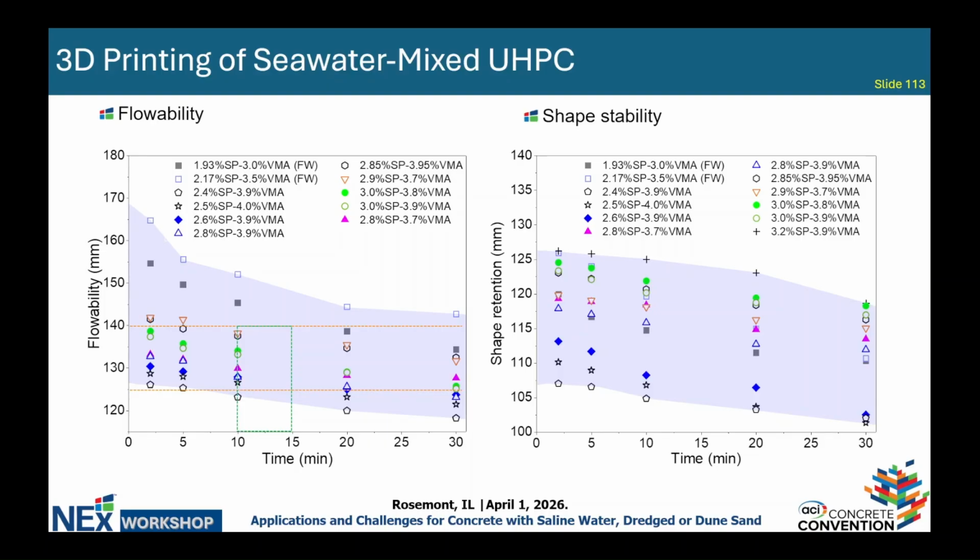So this gives us a question: what is the best mixture design, or the best dosages of the chemical admixture, to guarantee high printability? So we lower our expectation for the flowability to between 125 and 140, and a shape stability below 120 is the one we want to study, but we still have a lot of groups.